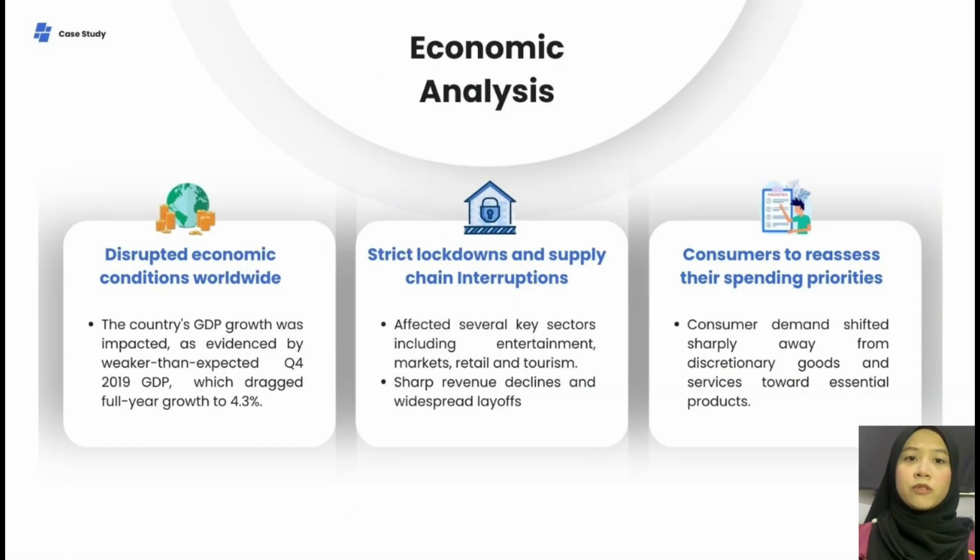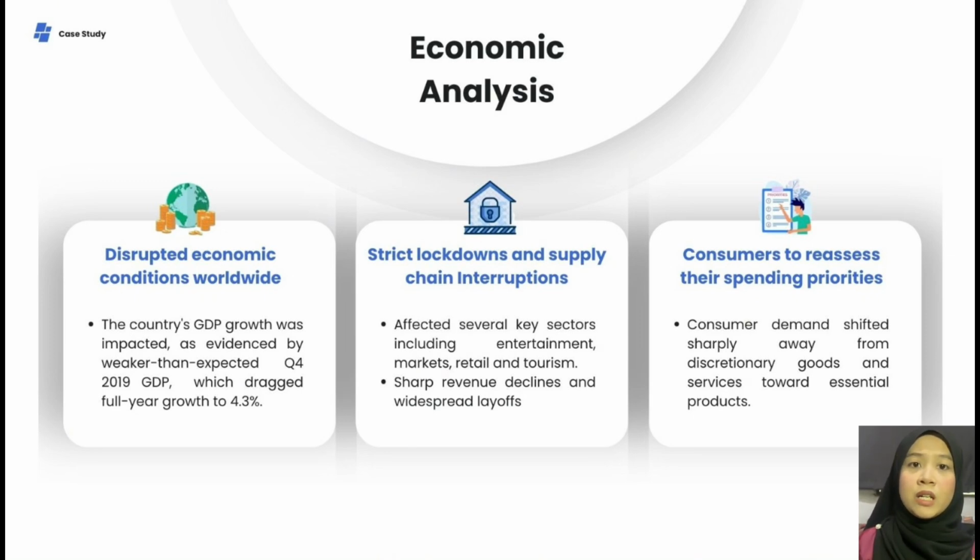The global outbreak of COVID-19 severely disrupted economic conditions worldwide, including Malaysia. The country's GDP growth was impacted, as evident by the weaker than expected Q4 2019 GDP, which dragged full year growth to 4.3%. Contributing factors include declining public investment and exports.